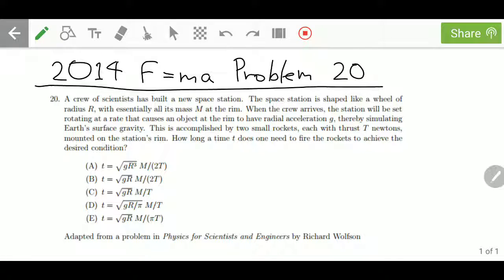Hello. In this video, I'm going to explain problem 20 from the 2014 F equals MA contest. In this problem, we have a space station which is shaped like a wheel of radius r with all of its mass, or essentially all of its mass m, at the rim, and we are told that it is desired to have the station rotating at such a rate that an object would have radial acceleration g to simulate Earth's gravity. They're going to use two small rockets mounted on the station's rim, and we're given the thrust, and we're asked how long of a time is needed to fire the rockets to achieve this condition.